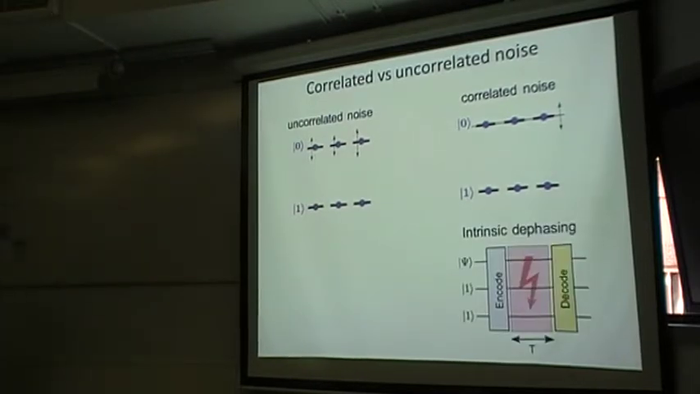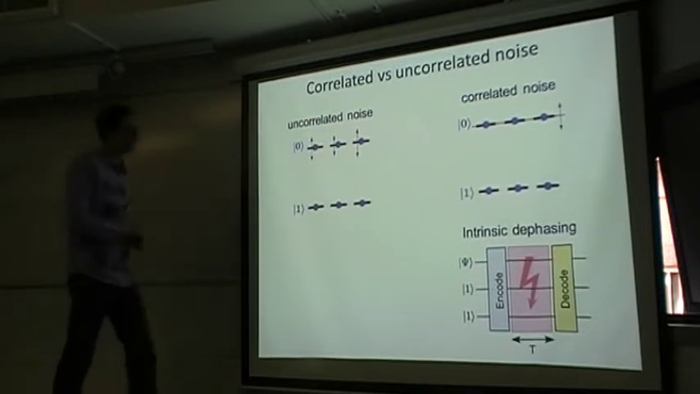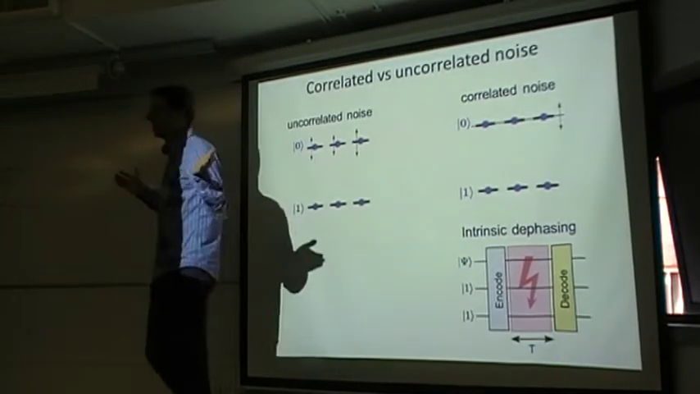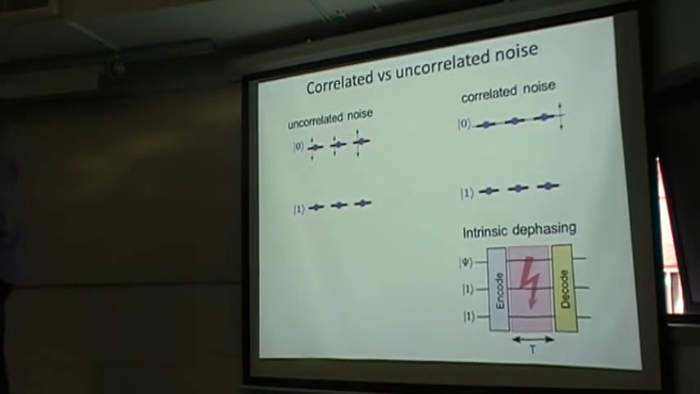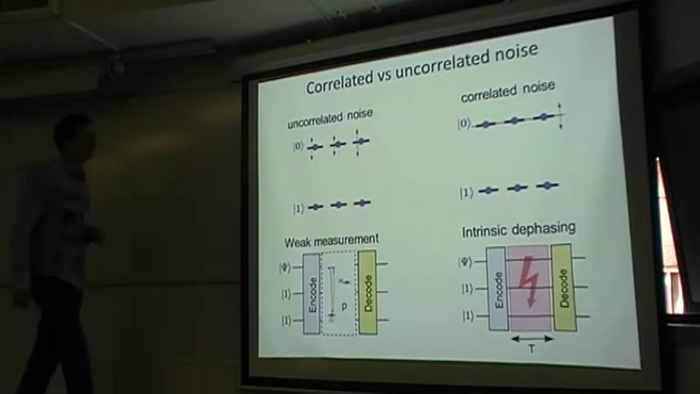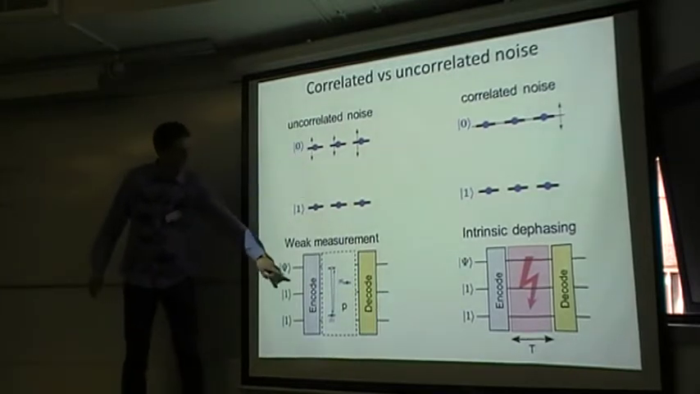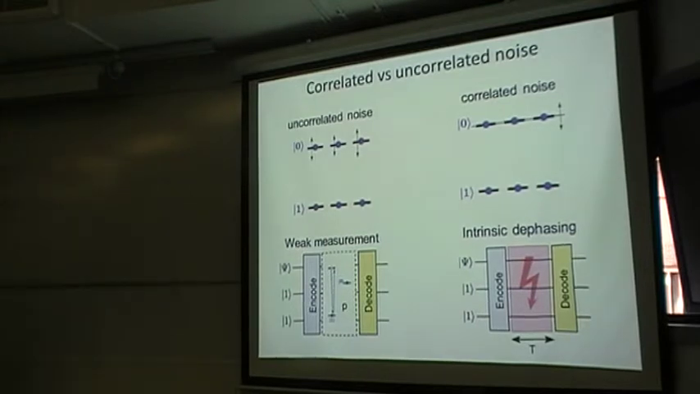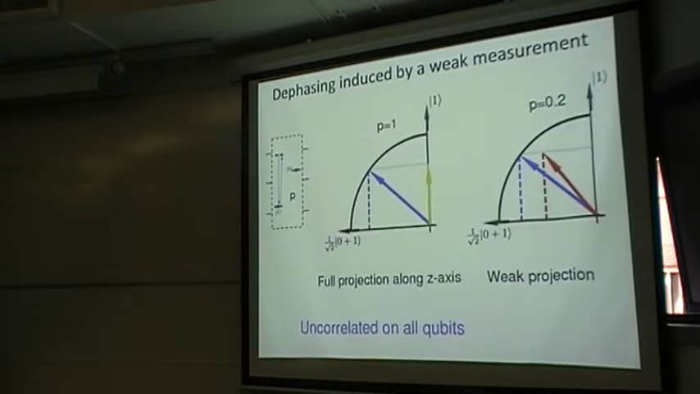How can we do that? I told you correlated noise is actually the intrinsic noise that we have in our system. So for that we just need to wait in between and the error will occur. We have that anyway. Or for this uncorrelated noise, what you can actually do is just a weak measurement. So a weak measurement is actually a bit flip. It's the loss of the phase information.